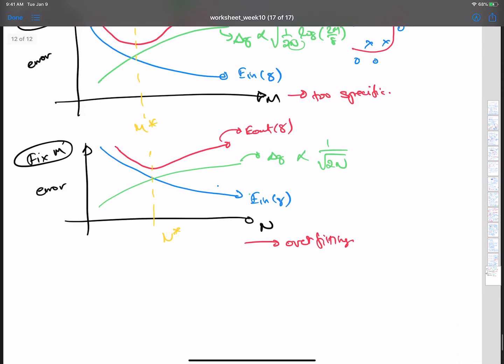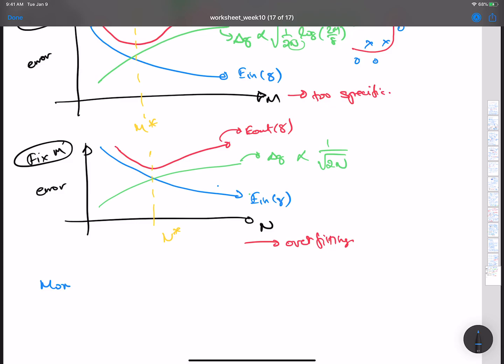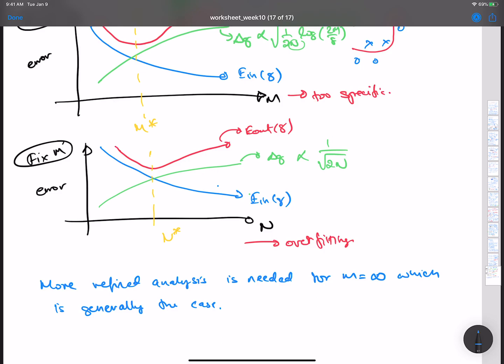We now have a general trend, but it only applies to a finite number of hypotheses. So a more refined analysis is needed for m equals infinity, which is generally the case because you don't have a select number of hypotheses. Okay, so that we'll look at in next week's lecture. All right, so that's it for this week.